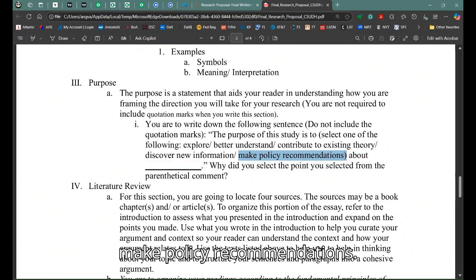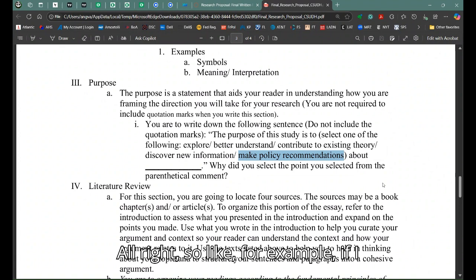make policy recommendations. And policy recommendation is just what it sounds like: you're going to make a policy recommendation where you want to ameliorate the issue that you're trying to discuss. And ameliorate just means that you want to offer a solution to that particular problem or issue.